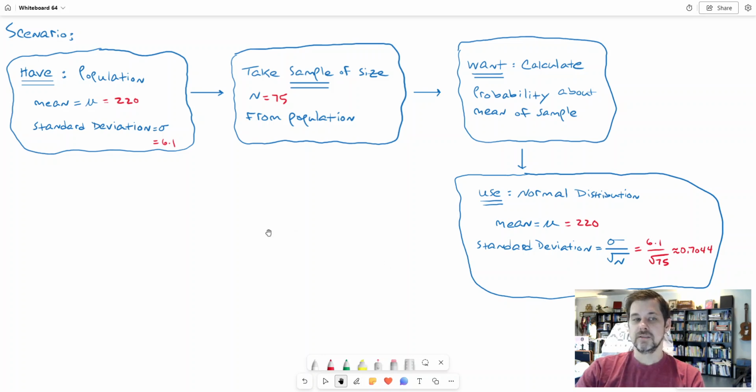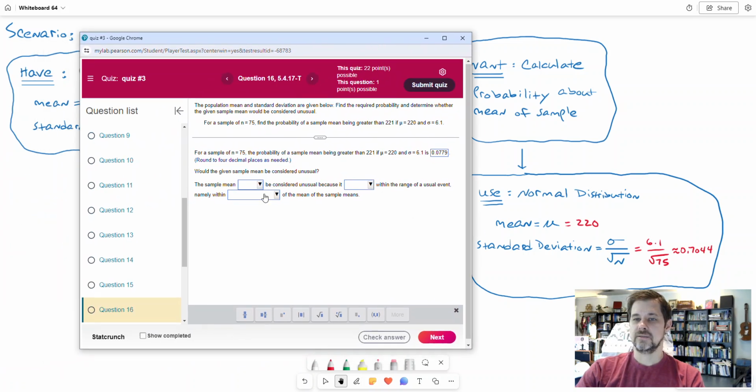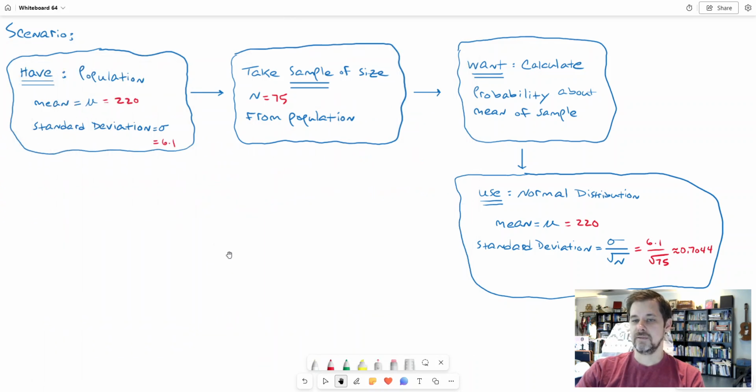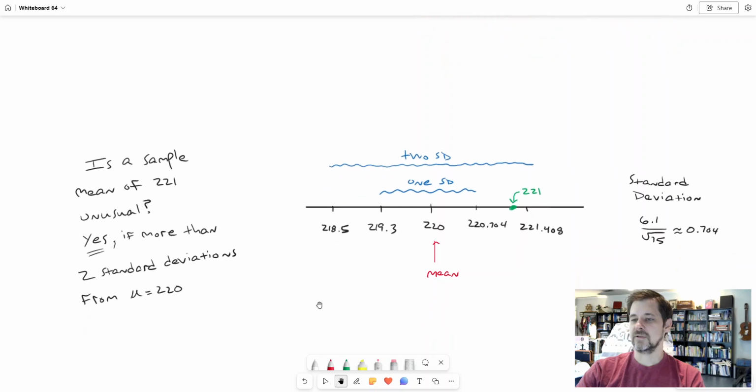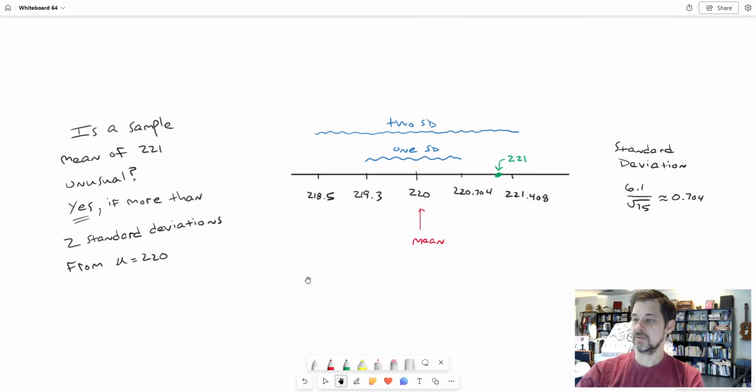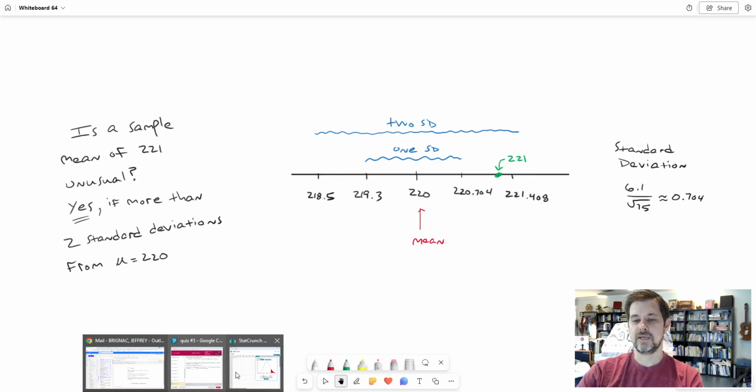Okay, so the next part says this. Is the sample mean considered unusual? Okay, the sample mean is or is not considered unusual for whatever reason. So let's talk about that a little bit, what it means for a data number to be unusual or not, and it would come down to this. The sample mean that you gave me, 221, would be unusual if it's more than 2 standard deviations from the mean of the distribution. So think back to when I used StatCrunch here.